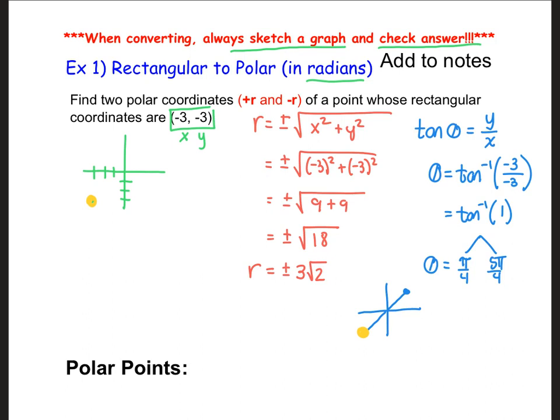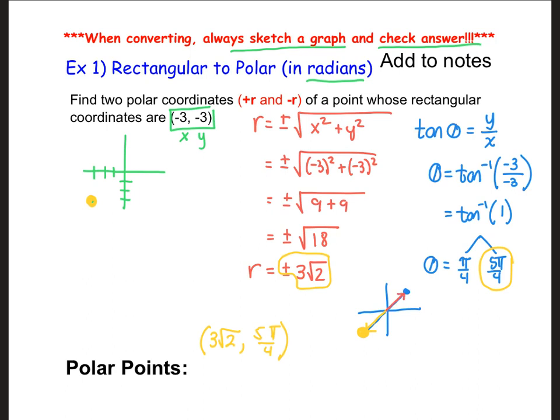And I did say I wanted to use a positive radius and a negative radius. So we'll start with the obvious. Since this point is in the third quadrant, I'm going to start with the angle that's in the third quadrant, and I'm going to use the positive radius, which means that I will be going in the direction of that angle. So I could call this 3 root 2 with an angle of 5 pi over 4. And this would send me to the third quadrant, to 5 pi over 4, and then I would go out 3 root 2.